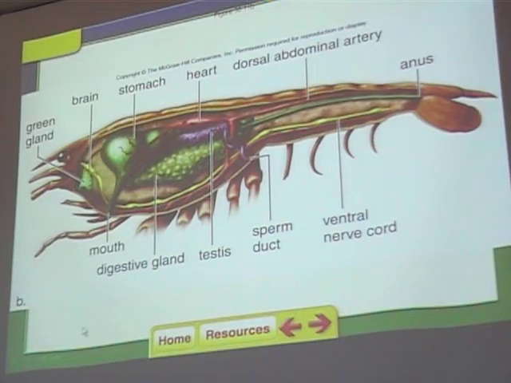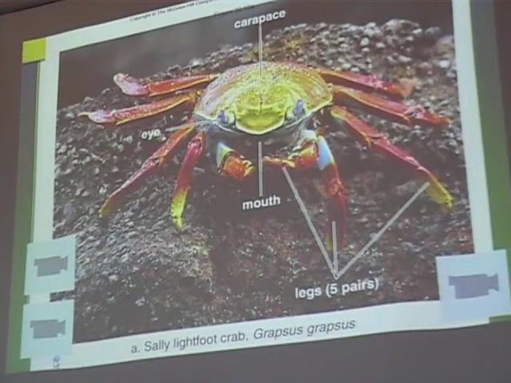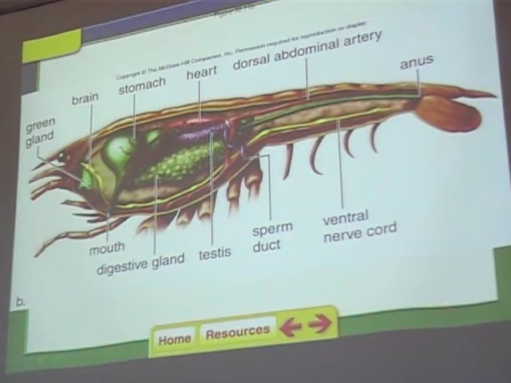Interesting. You ever eat crayfish? Low country boil? Wouldn't crayfish have a closed circulatory system? I think they have an open circulatory system, actually. The blood is in vessels, but it comes out of the vessels and circulates around the cavity, and then it's sucked back into the heart.